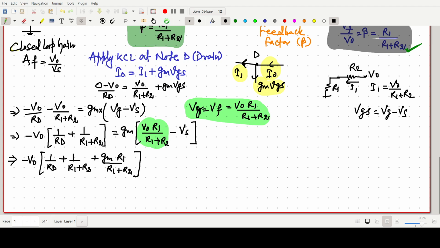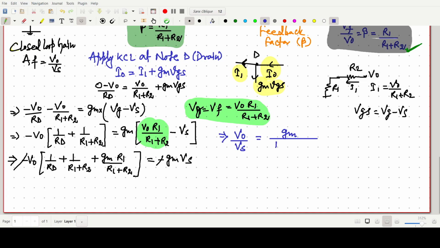Oh, sorry, in this one plus, take minus V naught common, so Gm R1 by R1 plus R2, and this one is minus Gm times Vs. Okay, so this minus and this minus will be cancelled out. So the expression will be written as V naught by Vs simply Gm upon, okay, we have to solve this one.